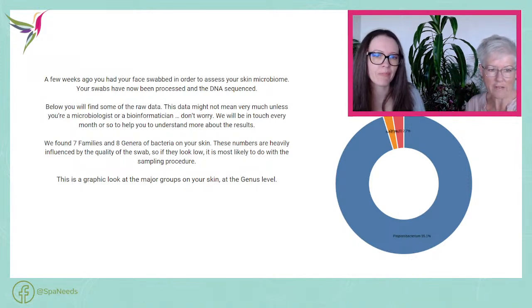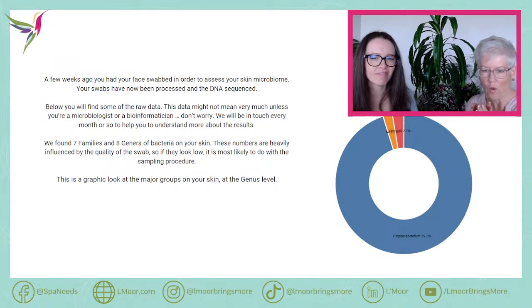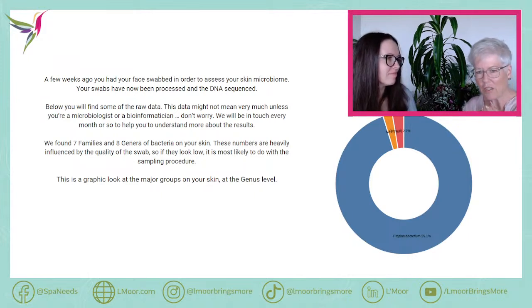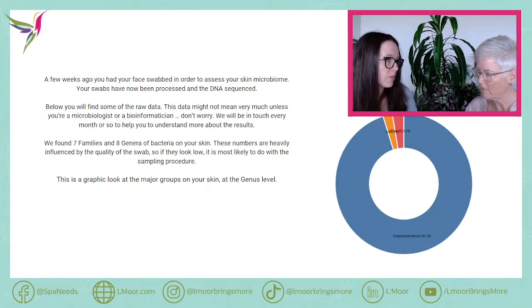So what we did find out is 7 families of bacteria on your skin. Yep. So there's still lots of stuff on your skin. So let's talk about the one that is the majority of your skin microbiome. And what is the blue part of the chart showing? What bacteria is that? That is Propionibacterium.